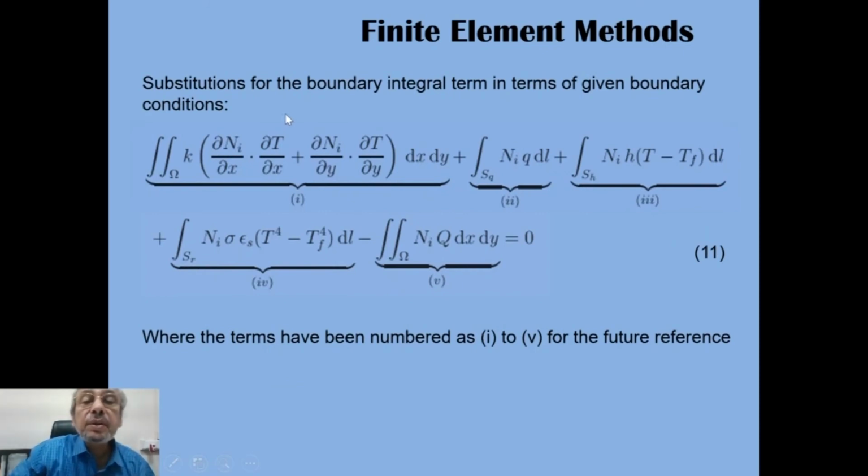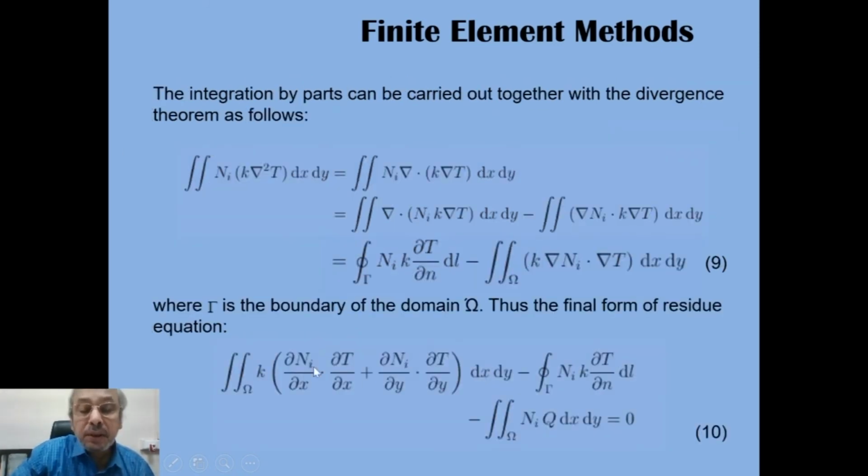So, substitution for the boundary integral terms in terms of given boundary conditions. In this equation now, we're coming back to the earlier slide. So this integral plus this is a line integral, and a line integral means this is falling on the confining boundary. Confining boundary means, as we defined earlier, that it can be a convective boundary, it can be a specified heat flux boundary, it can be a boundary through which radiative heat transfer is taking place.